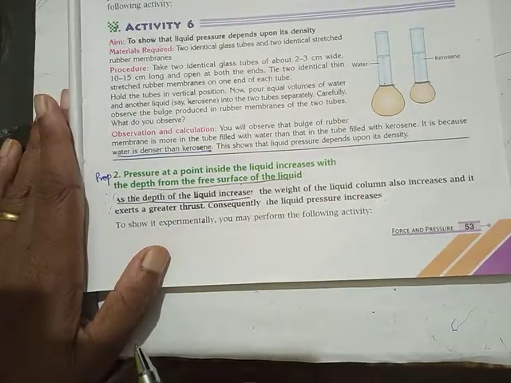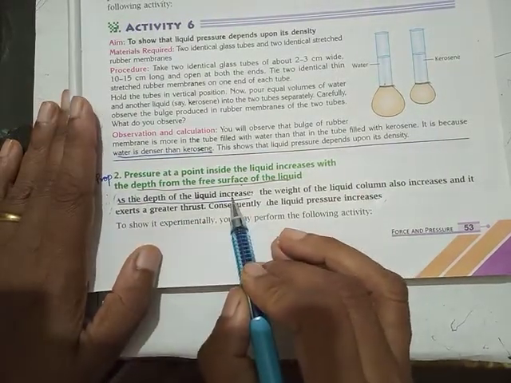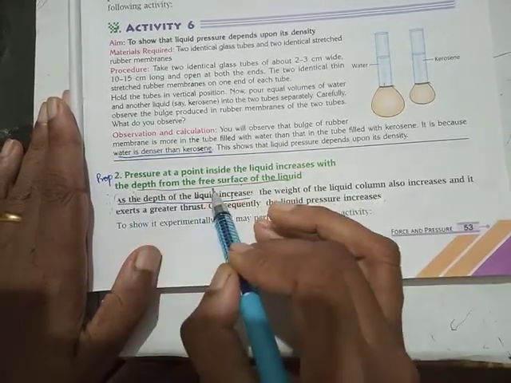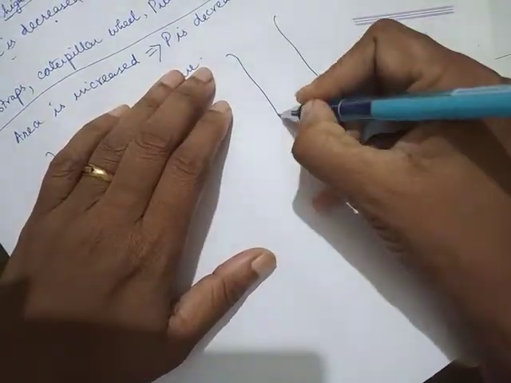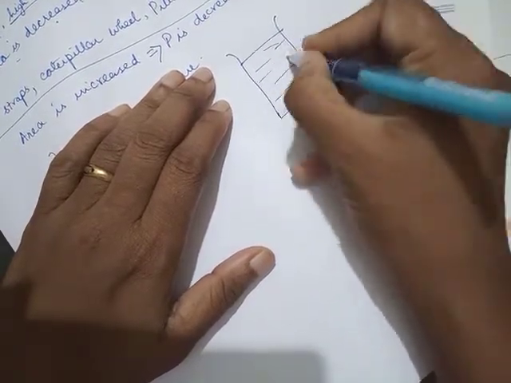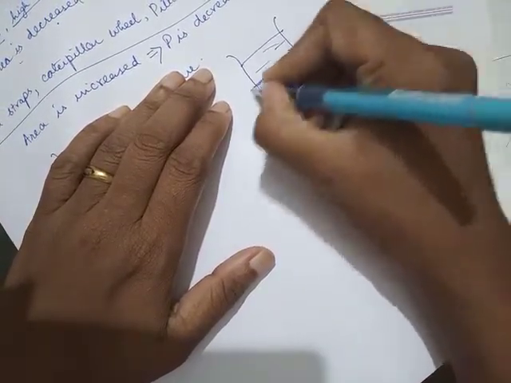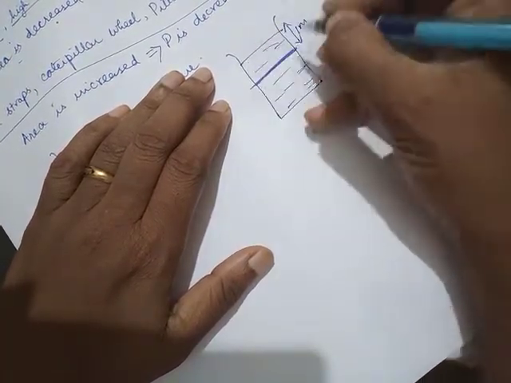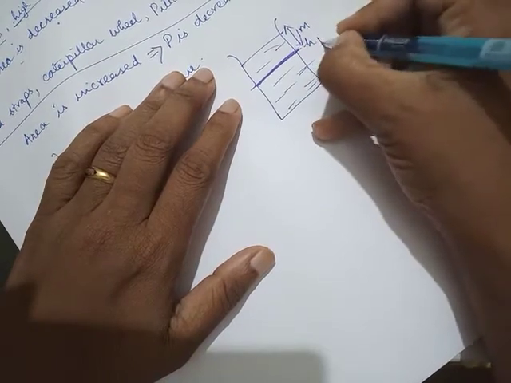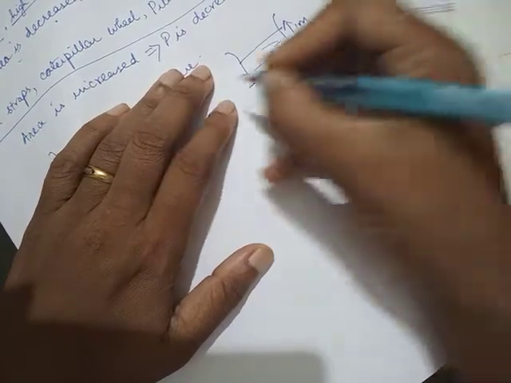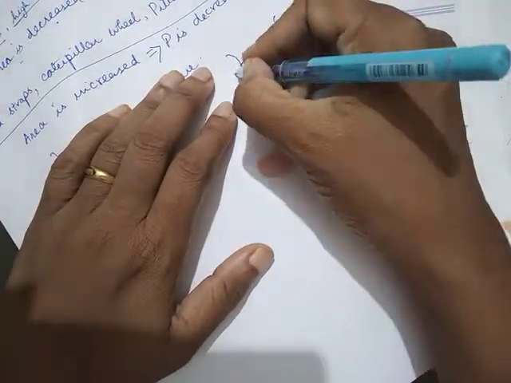Property 2, pressure at a point inside a liquid increases with increase in depth. That means suppose you take a beaker having water, and you see the pressure here, take this as 1 meter below the top surface. This is height h1, and another height you take h2, and this height is 2 meters.